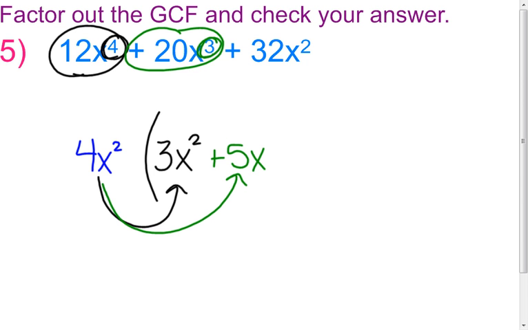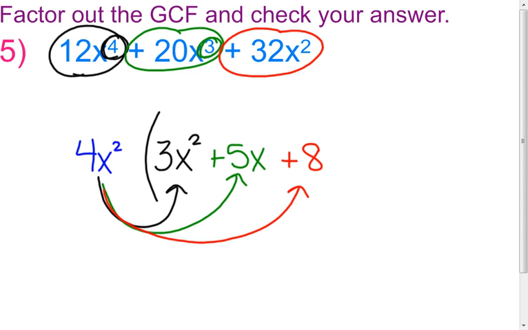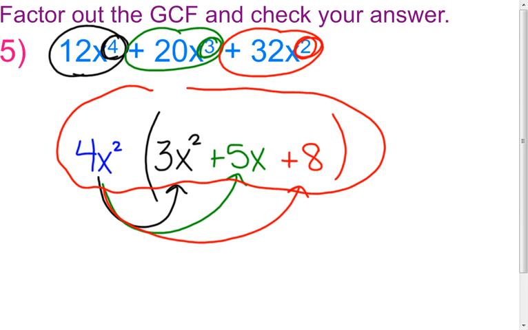Okay? And then I need to figure out 4x squared times what gives me positive 32x squared. And 4 times positive 8 gives me positive 32. And then I had 2 x's right here, but I pulled both of them out front already. I've already used both of those x's, so I actually don't have any x's left. And this actually is my answer.